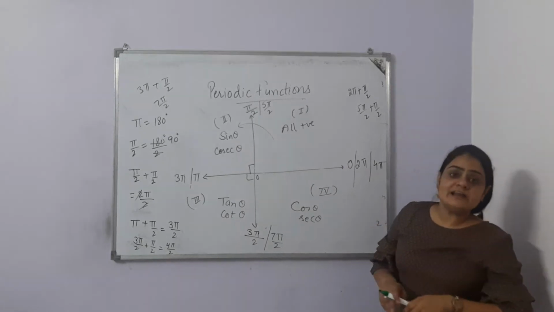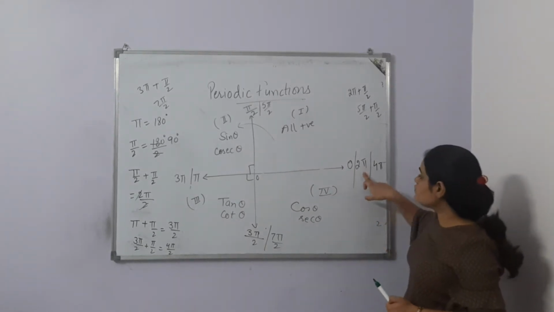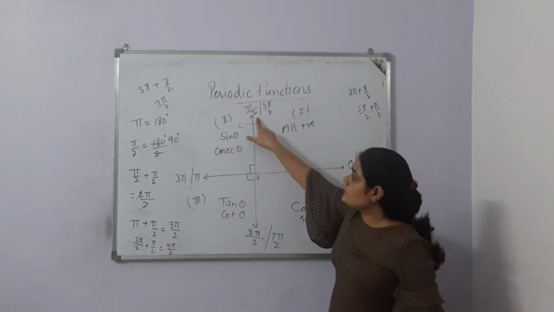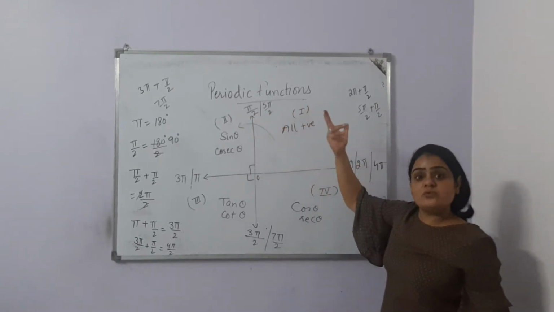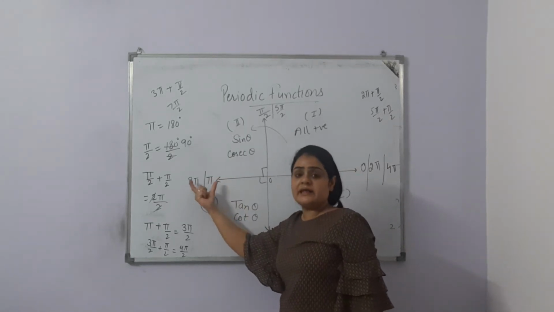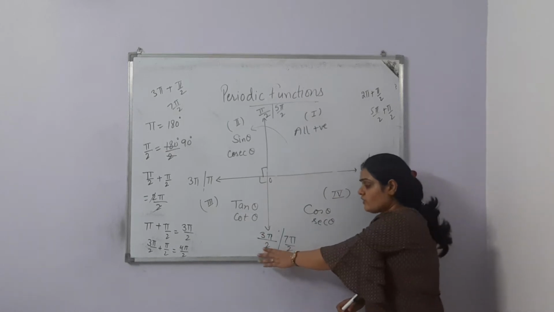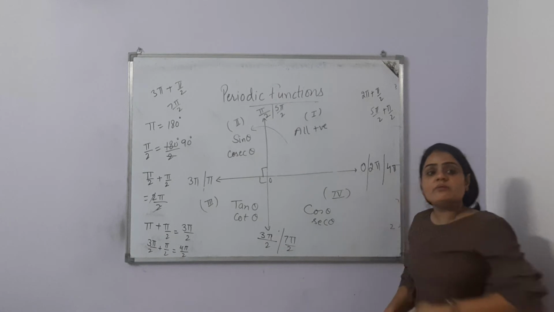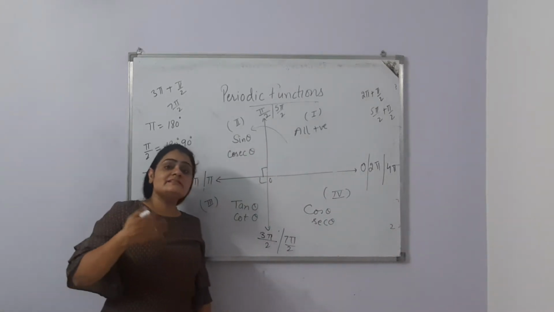That means the values of trigonometric ratios will become the same at 0, at 2 pi, at 4 pi, and so on. The value of the trigonometric ratio at pi by 2 and at 5 pi by 2 is the same. The values at pi and 3 pi are the same. The values of all trigonometric ratios at 3 pi by 2 and 7 pi by 2 are the same. So that means after a period I am getting the same values.